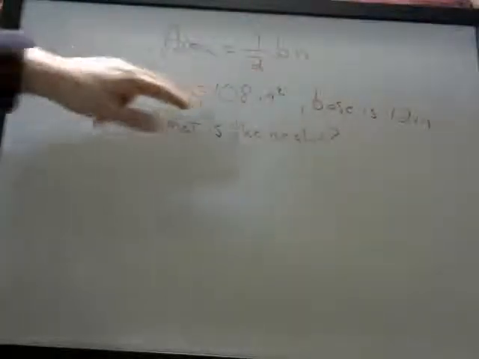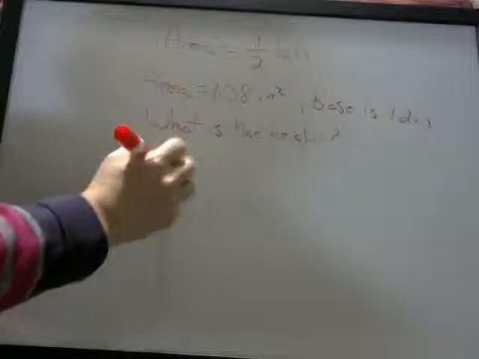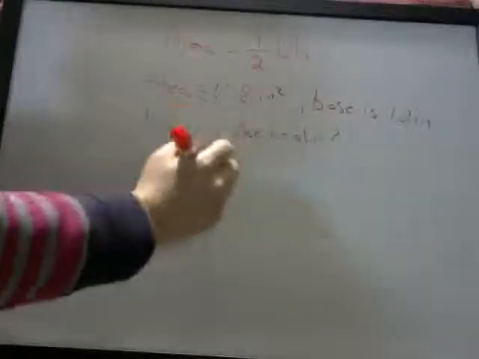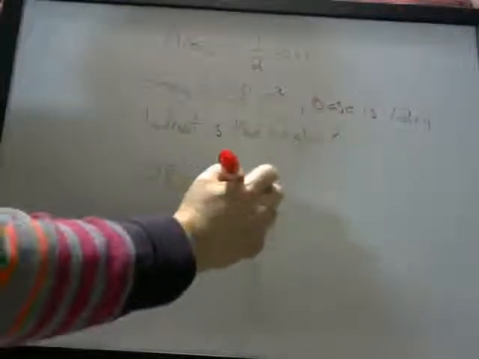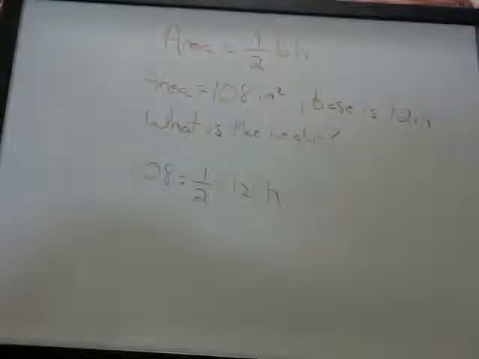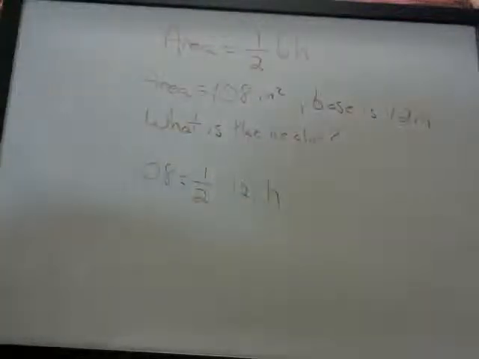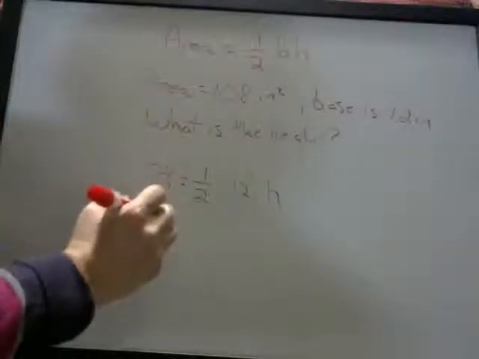So if you have a triangle, they're telling you the area is this, base is that, what is the height? All you do, plug the numbers into the formula. They're telling you area is 108, equals, area equals 1/2. They're telling you the base is 12 inches. And they're asking you what the height is. So you have 108 equals 1/2 times 12 times h. This is an algebra problem which you should be able to solve. So I'll do it for you here.